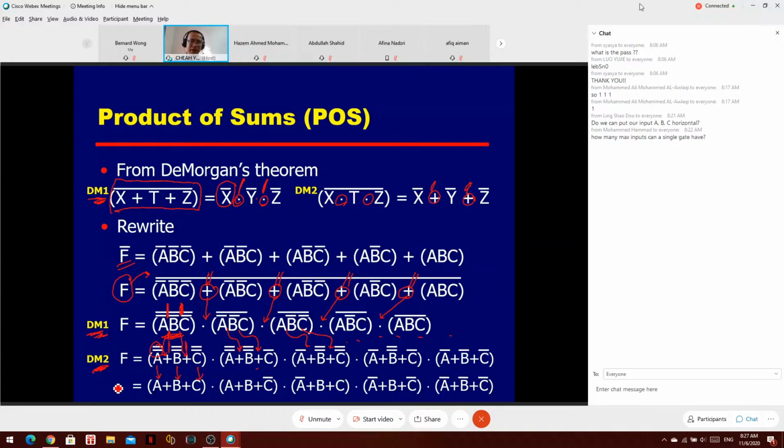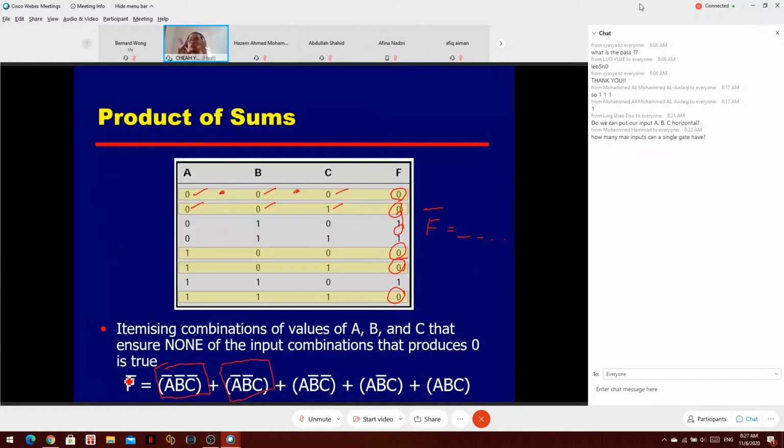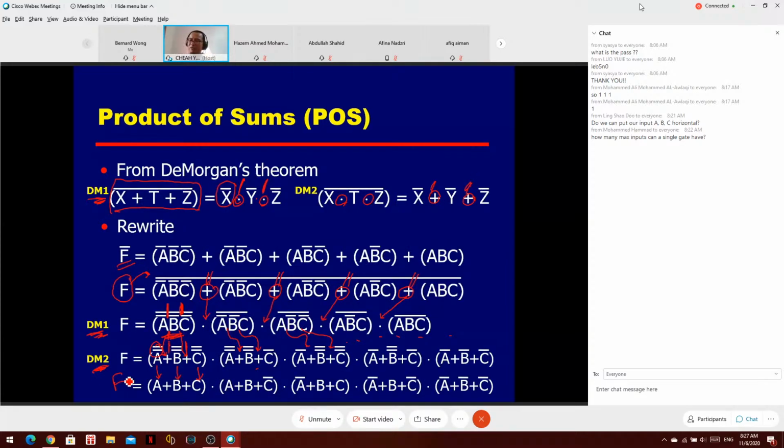In the end, we get F equals something or something or something, and something or something or something, and so on. So it becomes product of sums. That's how we convert the truth table, which we initially express as sums of products for not F, into F as product of sums. That is how we do the conversion.